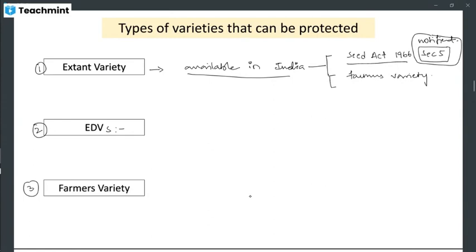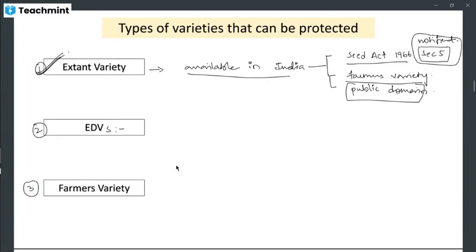or a variety which is in the public domain for a long time. So these varieties generally come under the extant variety. So it should be available in India, particularly it should be notified under Section 5 of the Seed Act 1966, or it might be a farmer's variety which is available in India and is largely used in the public domain. So these types of varieties are known as extant varieties.